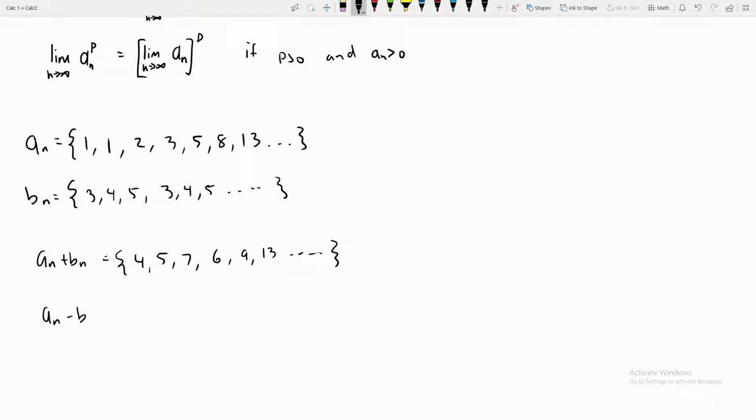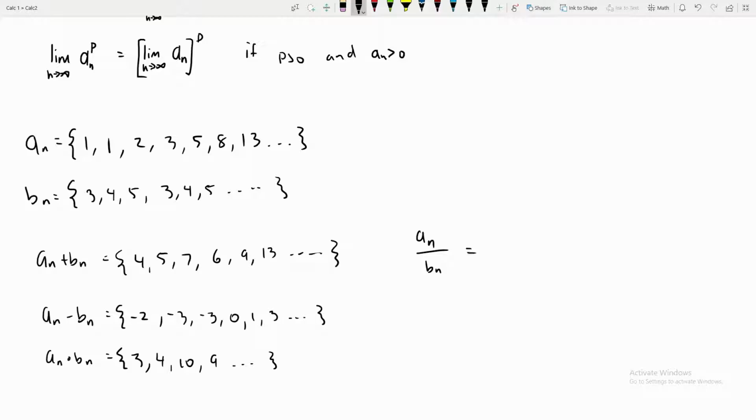A of n minus B of n should also be pretty simple. And then the multiplication of these two is again pretty simple. We're basically just doing it term by term like this. And obviously for the last one, it would be a n over b n. In that case, we just need to make sure that we don't have a 0 anywhere. So there you go, that's some basic operations with these sequences.